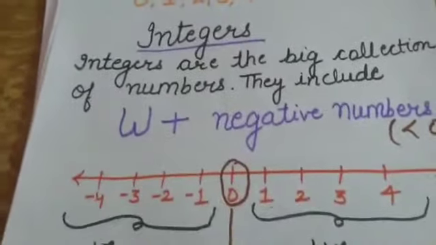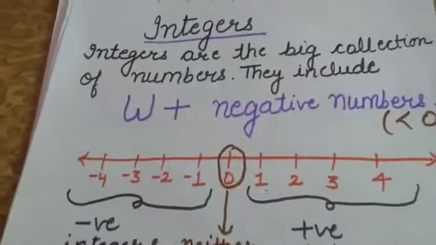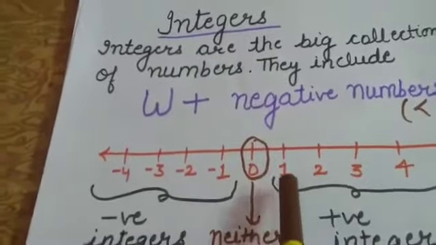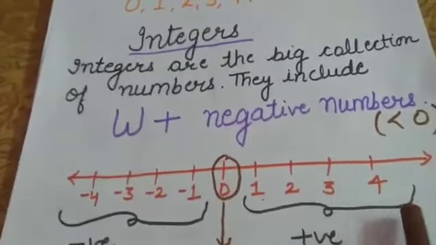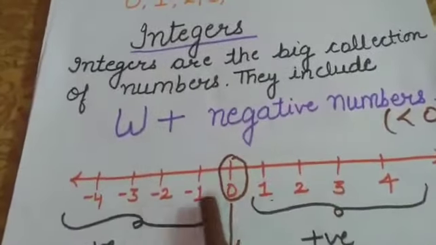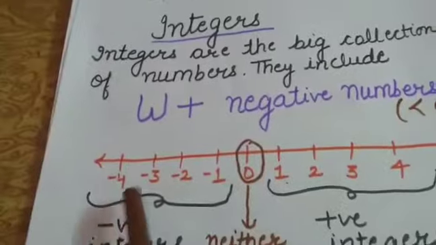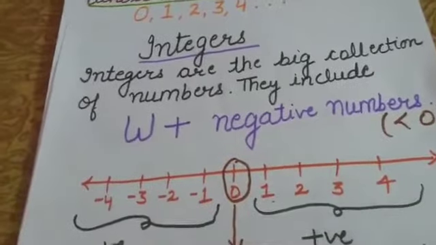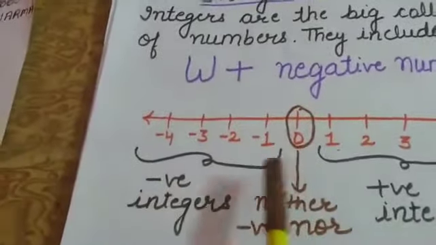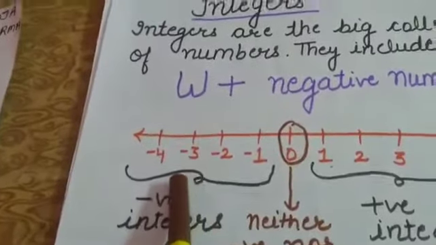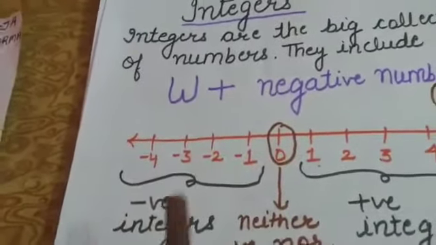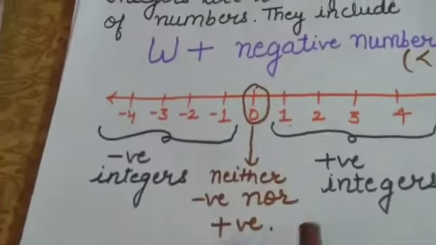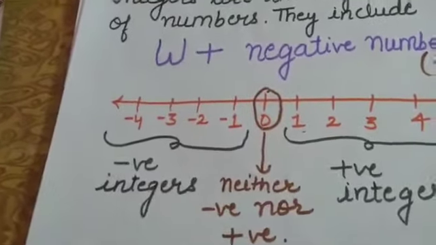Now let us discuss the number line that we have learned in class 6 also. In the middle of the number line we have the 0, and to the right of 0 we have the numbers like 1, 2, 3, 4. We have the positive numbers, and to the left of 0 we have the negative numbers. To the right of 0, the numbers 1, 2, 3 and so on are known as positive integers, and to the left of 0, the numbers -1, -2, -3 are known as negative integers. 0 is neither considered a negative integer nor a positive integer, but it is a part of the integers.